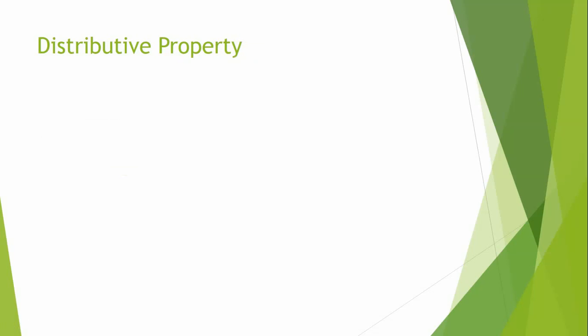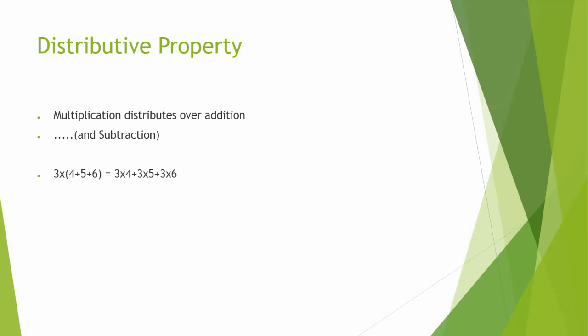Finally, we talk about the distributive property. The distributive property states that multiplication distributes over addition and subtraction. To illustrate this point, let's talk about 3 multiplied by 4 plus 5 plus 6. This is the same as 3 multiplied by 4 plus 3 multiplied by 5 plus 3 multiplied by 6. This is the distributive property of multiplication.